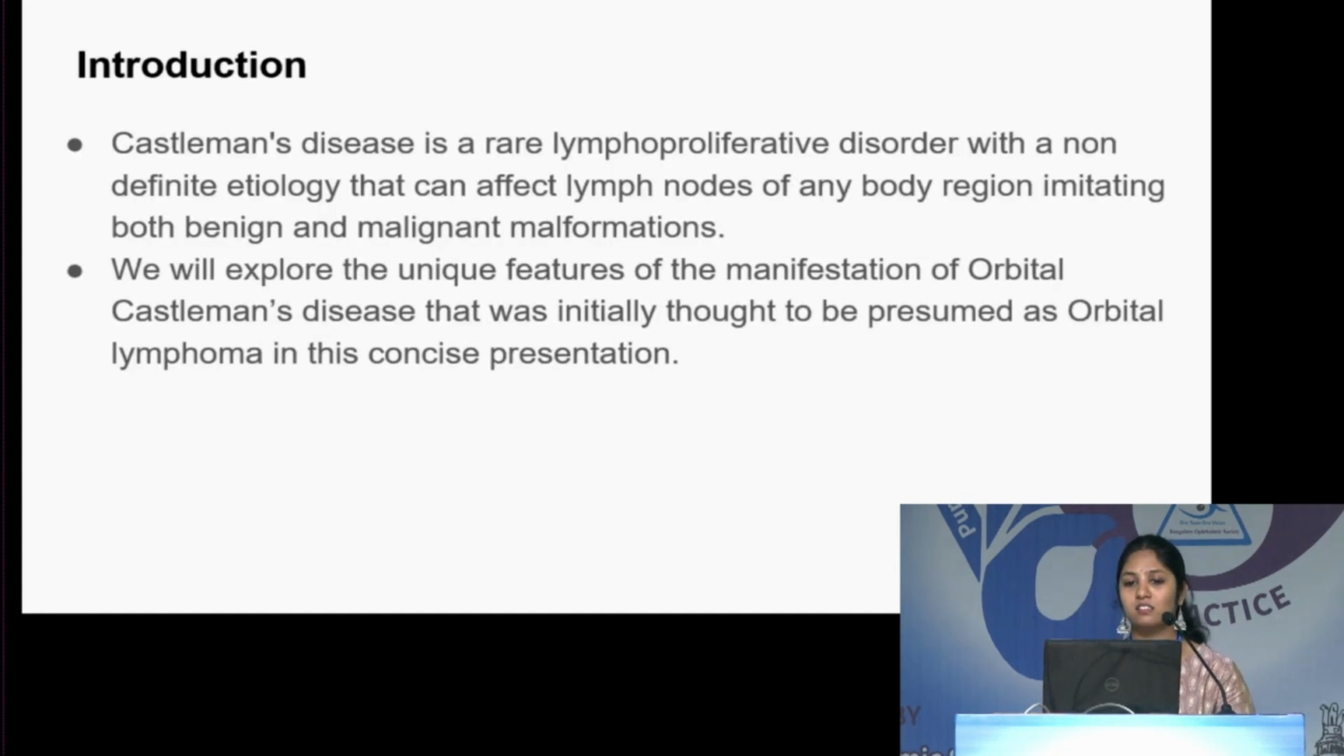Introduction: this disease is a rare lymphoproliferative disorder with a non-definite etiology that can affect lymph nodes of any body region, imitating both benign and malignant malformations. We'll explore the unique features of manifestation of orbital Castleman's disease that was initially thought to be orbital lymphoma.